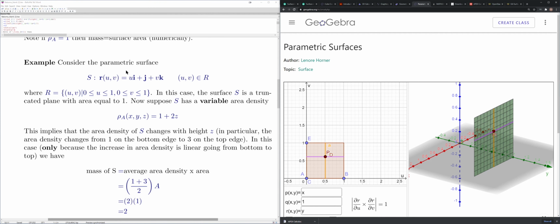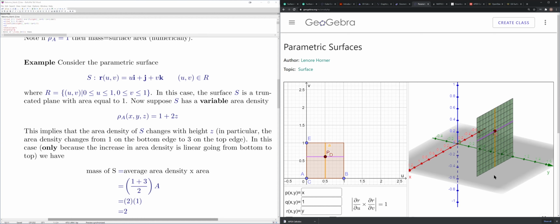Okay, so let's go back to the parametric surface that I was talking about in the beginning of this lecture. I have this parametric surface, which is a truncated plane, where u and v lie between 0 and 1. Region R is this pinkish region in the UV plane, and the parametric surface is this truncated plane in three-dimensional space.